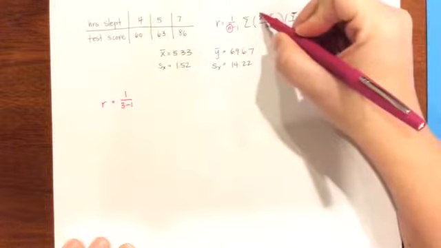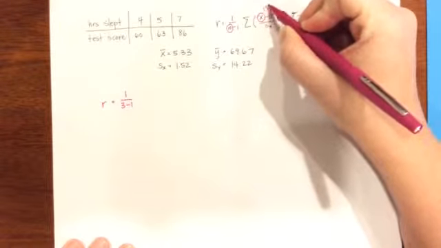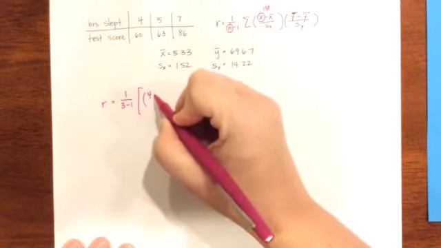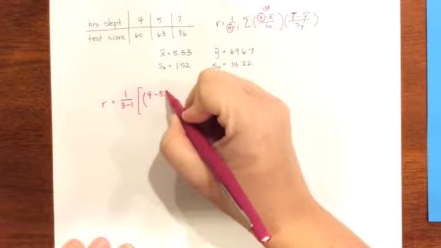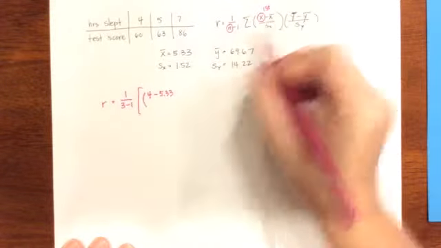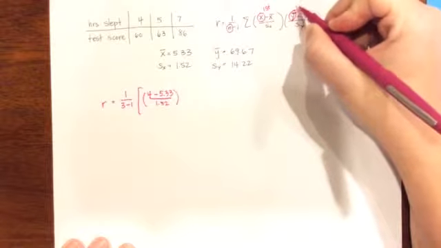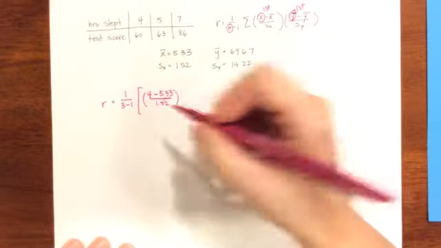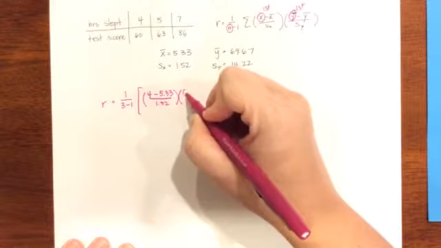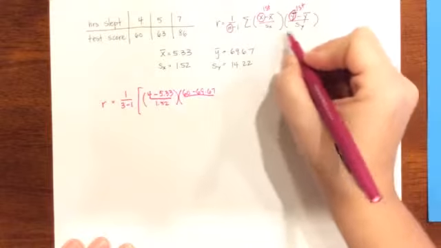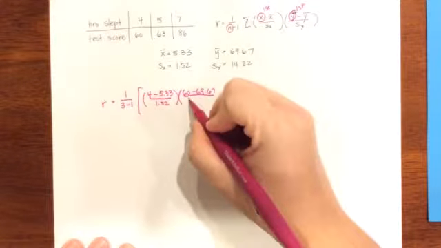Okay, now you're going to take your first x and subtract the mean from it. Our first x was 4 minus the mean, divided by the standard deviation. Now we're going to do the same thing for the first y. The first y was 60 minus 69.67, divided by the standard deviation of y, which is 14.22.